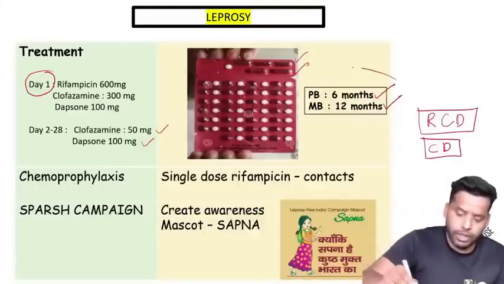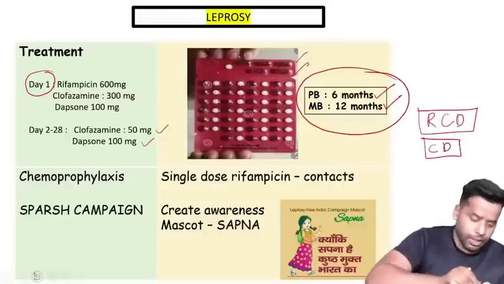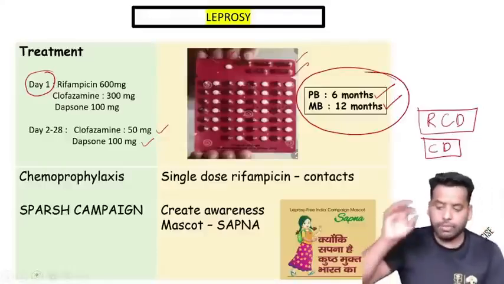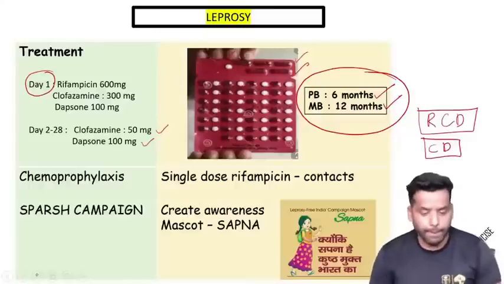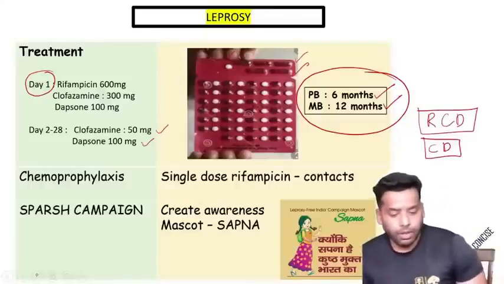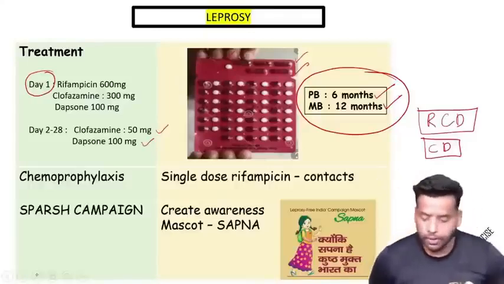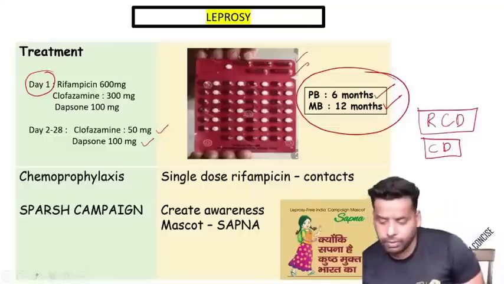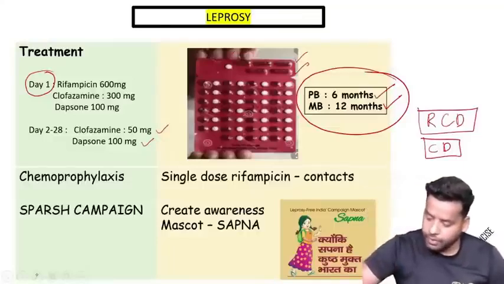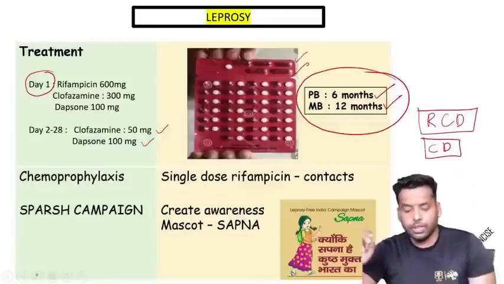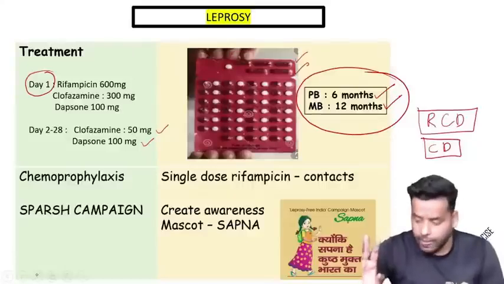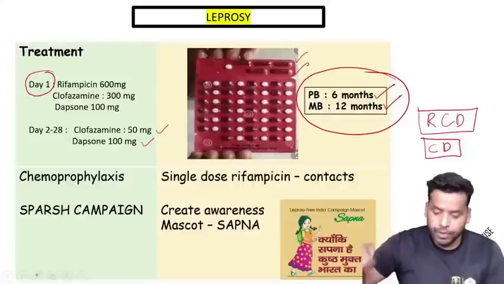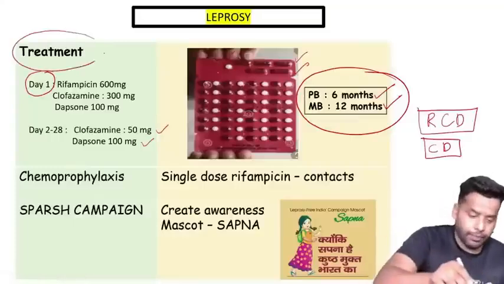How many packs do we need for paucibacillary leprosy? How many packs do we need for multibacillary leprosy? Tell me. 6 and 12. 6 packs for pauci, 12 packs for multi. Good. This is regarding treatment.